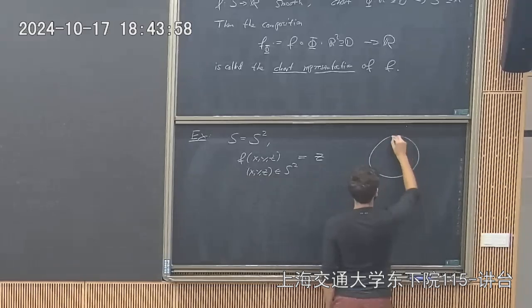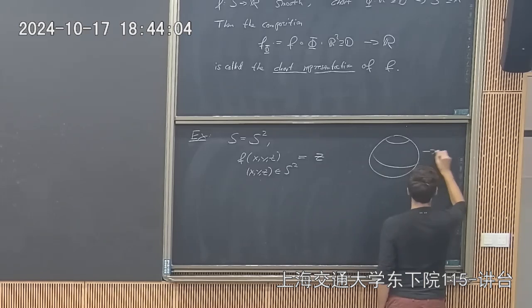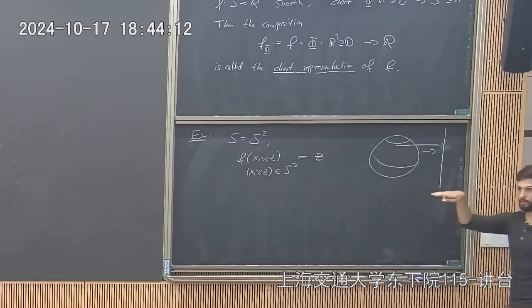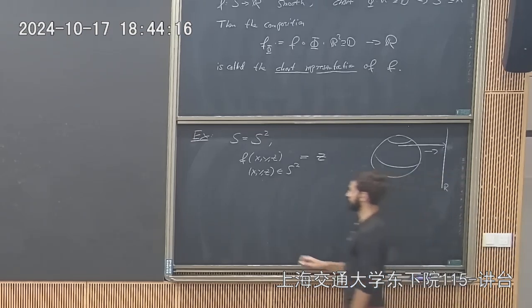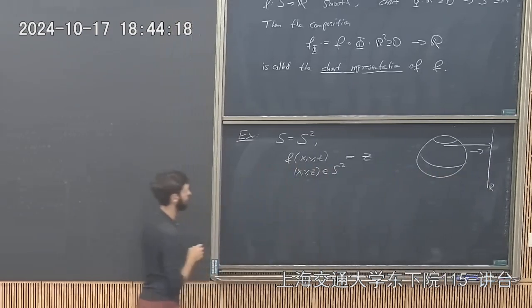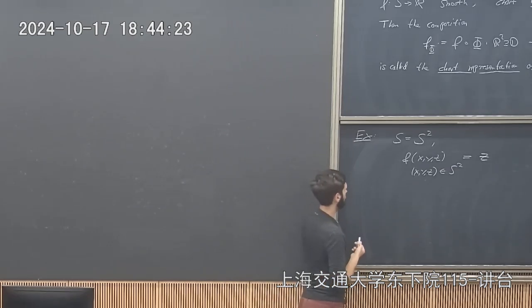So essentially, you have the sphere, and the function takes the projection onto the height and maps that to the real number. So that's a smooth function, some function on S2.